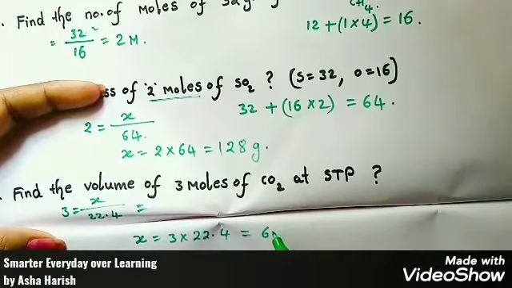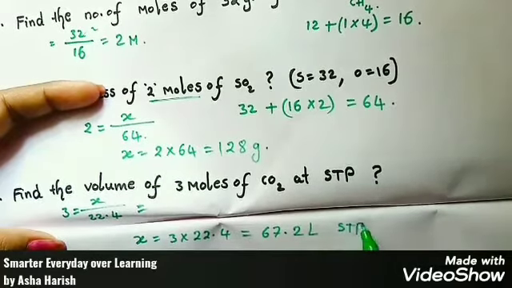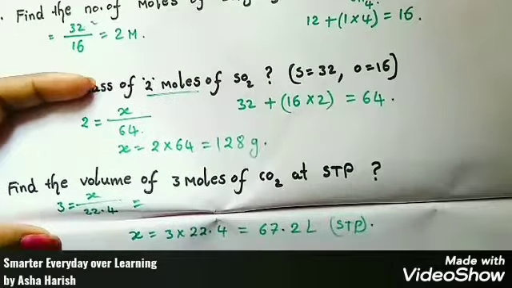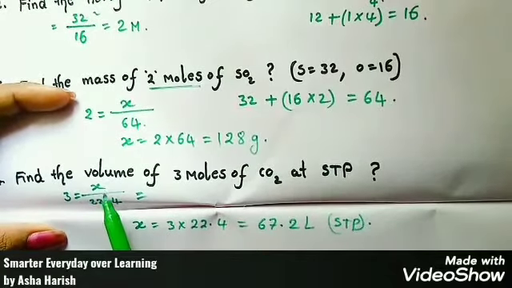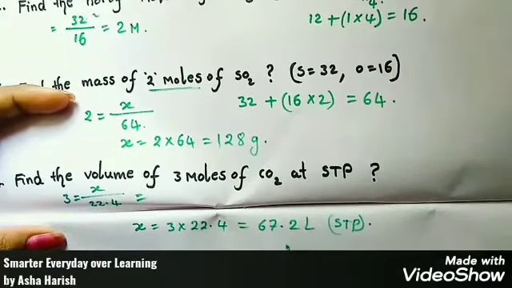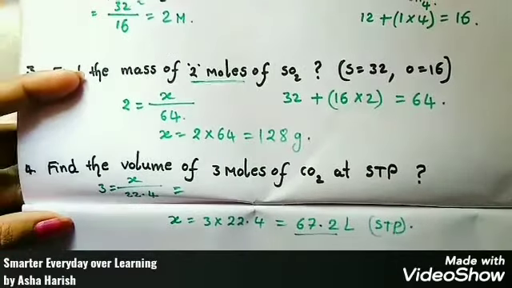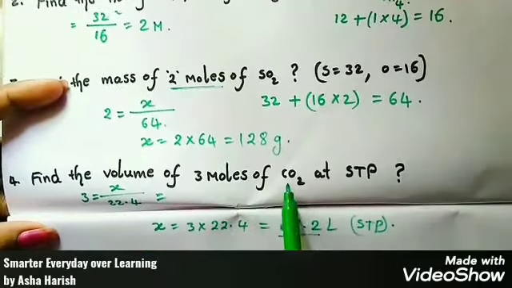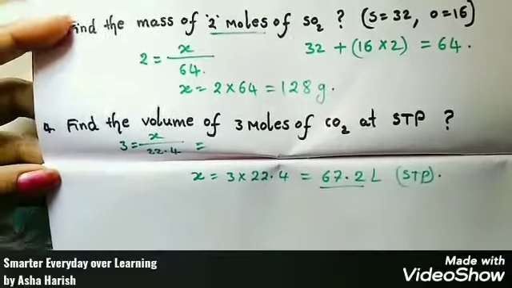So students, this is the answer, liters at STP. Simple way: if you want to find x, you can multiply these two. Then the final answer is 67.2 liters at STP. So this is the volume of 3 moles of CO2 at STP. Let's start the next question, students.